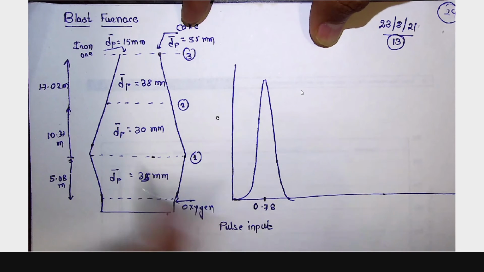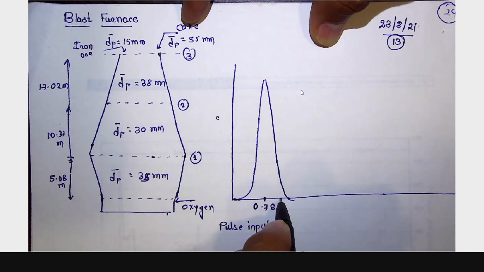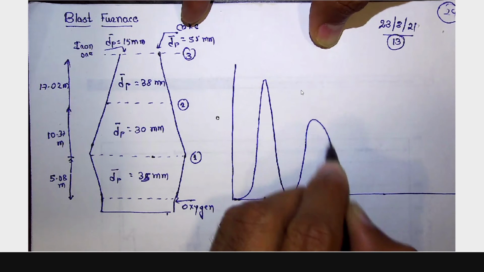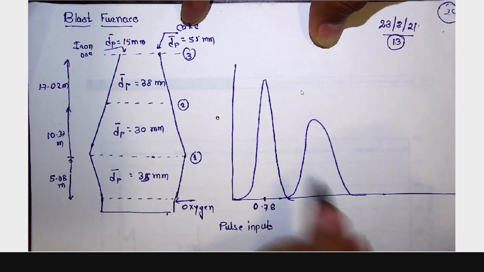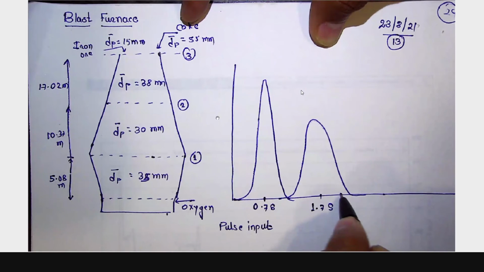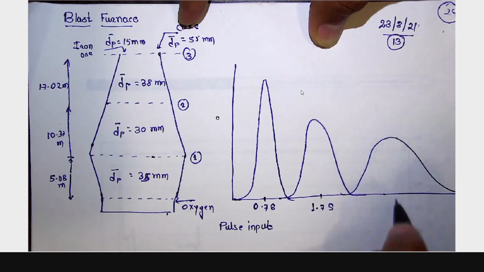Then for the second section, it was measured at this particular point. It is observed that it comes out like this, with more spreading, and this will be 1.7 seconds. Then again, it was found that for the third one, which is measured here, it will be more spread, and the mean will be at around 2.5 seconds.